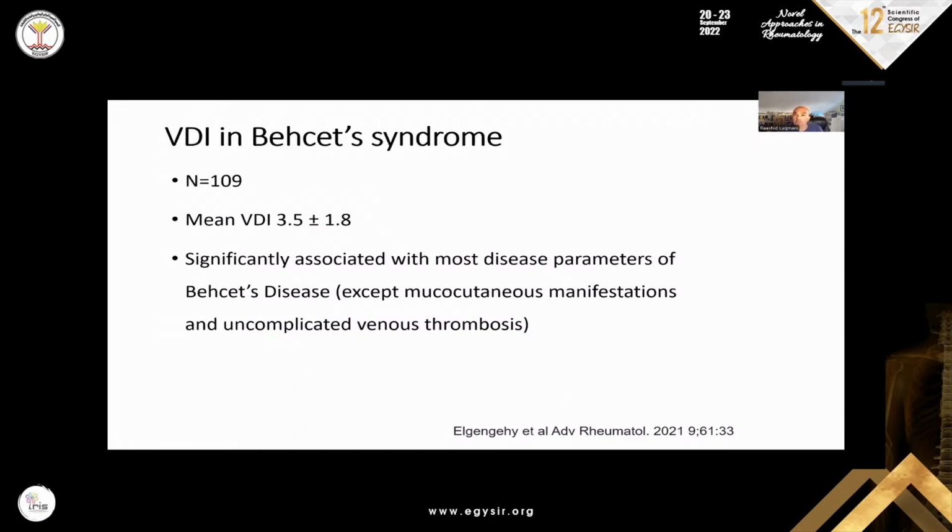Now, in your own country, there was a nice study last year taking about 100 patients with Behçet syndrome and looking at their damage, and their index mean level was 3.5, but it varied from 1 to 10, and there was a significant association with most parameters associated with Behçet's disease.